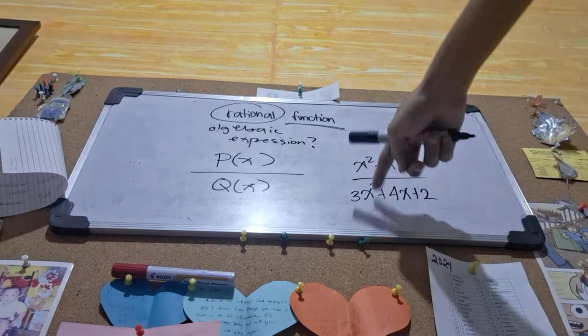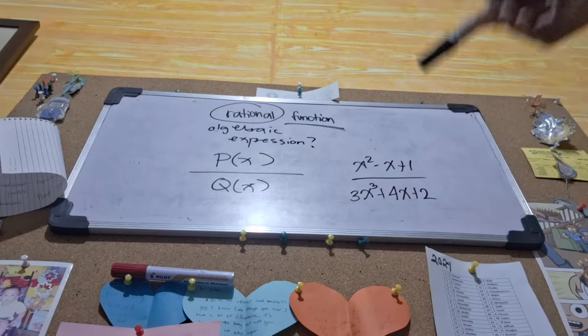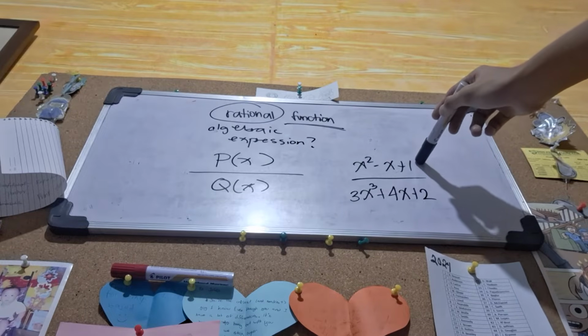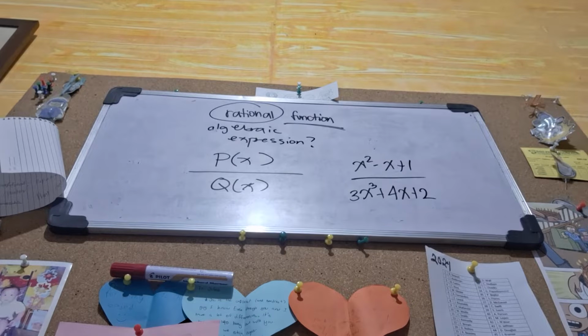See? Notice how they're both polynomials? Okay, so this is basically it. This is an example of a rational algebraic expression. It's a fraction with a polynomial in the numerator and a polynomial in the denominator. That's basically it.